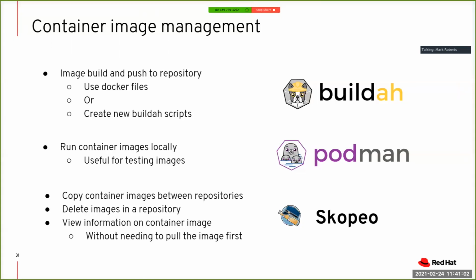You can view information about a container image without pulling it, which is really useful if you want to have a look at the description or information about a particular image. It can speed up that operation dramatically, and it can help us to do image management. The interesting thing about Skopeo is it can help you to sign images as well.